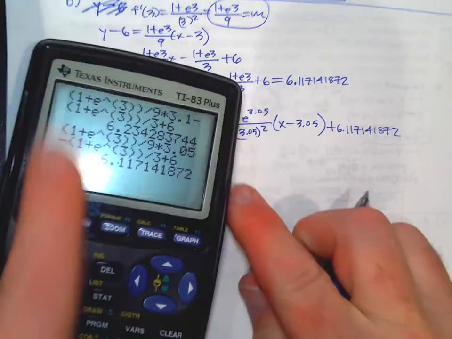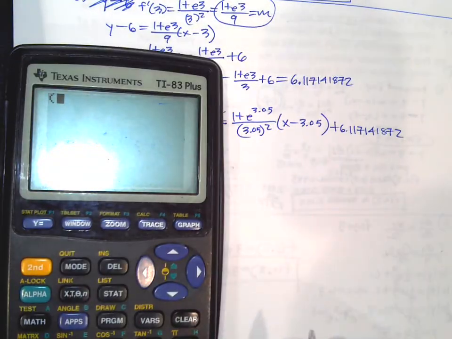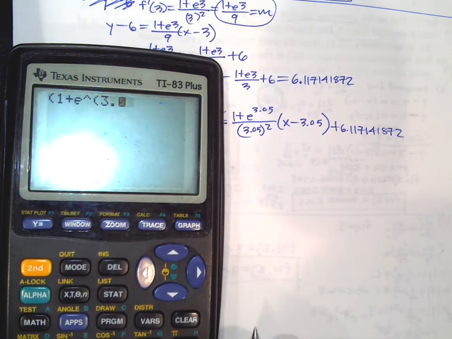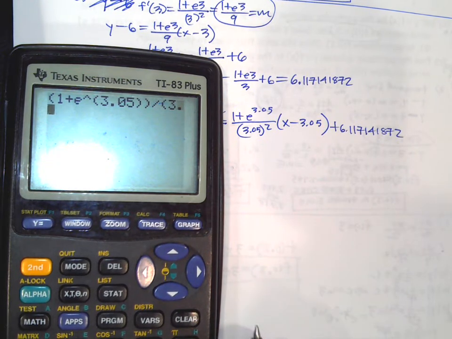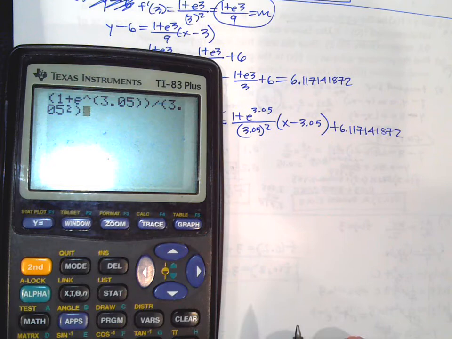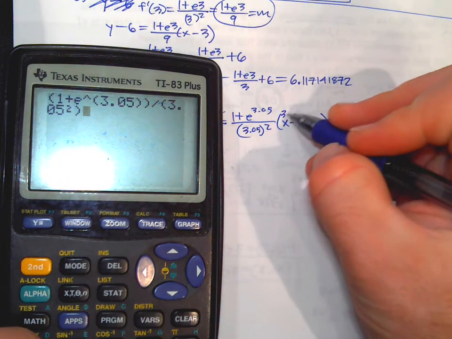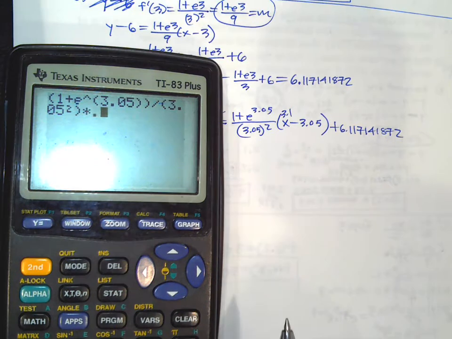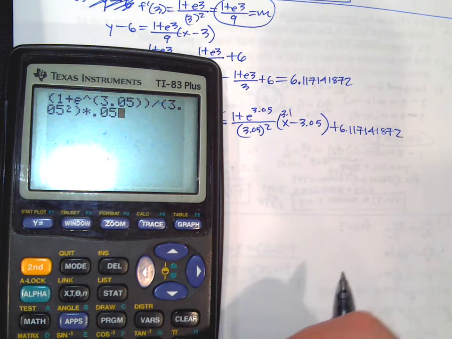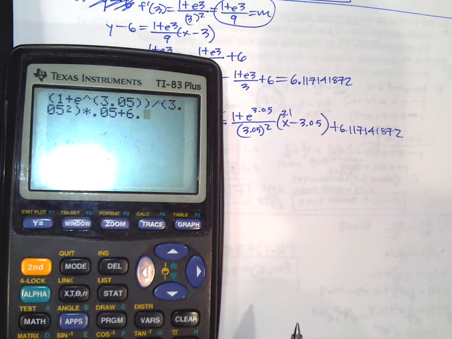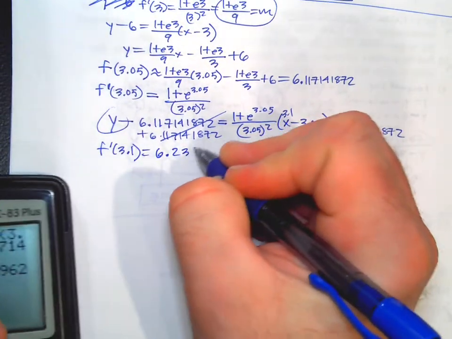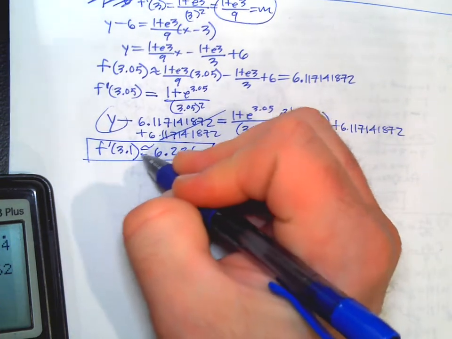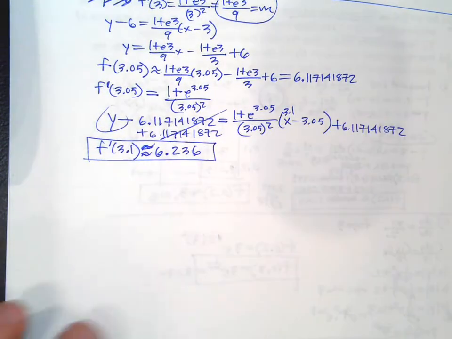That's ugly. Okay, let's see if we can do this. Parentheses 1 plus e to the 3.05, close, close, divided by parentheses 3.05 squared, close, times 0.05 delta x, plus 6.1171411872. And we get 6.236. So there you go. That was kind of messy.